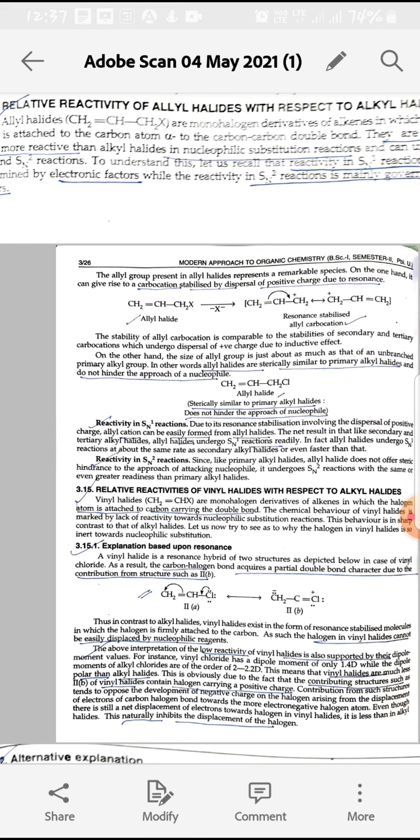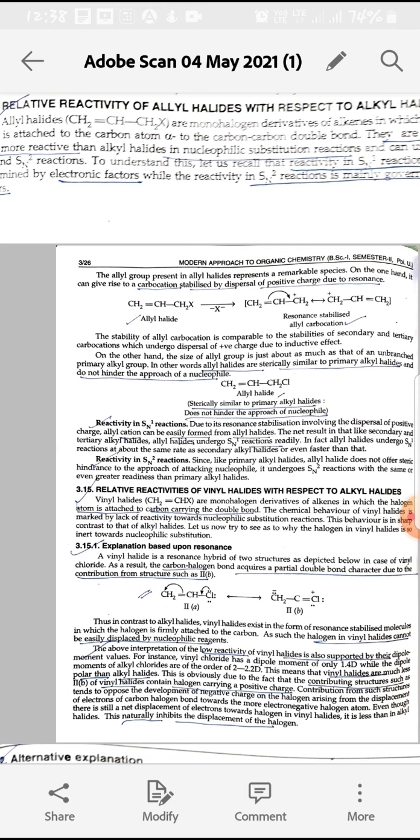What are allyl halides? That is CH2=CH-CH2X. The carbon adjacent to the double-bonded carbon is the alpha carbon, and the halogen that is attached to the alpha carbon atom, those are called allyl halides. So allyl halides are more reactive than alkyl halides in nucleophilic substitution reactions, in both types, that is SN1 and SN2 reactions.